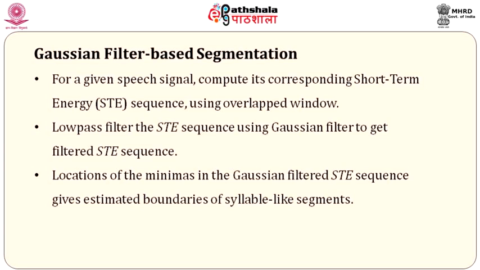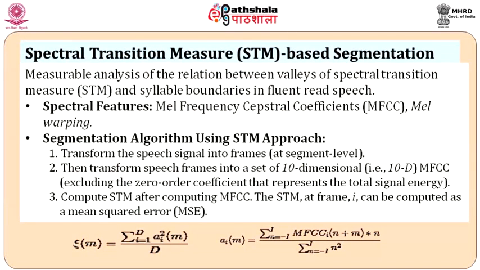To compute the syllable boundaries, the following steps are followed. For a given speech signal, compute its corresponding STE sequence using an overlapped window. Low pass filter the STE sequence using a Gaussian filter to get the filtered STE sequence. Locations of the minimas in the Gaussian filtered STE sequence give estimated boundaries of syllable-like segments.